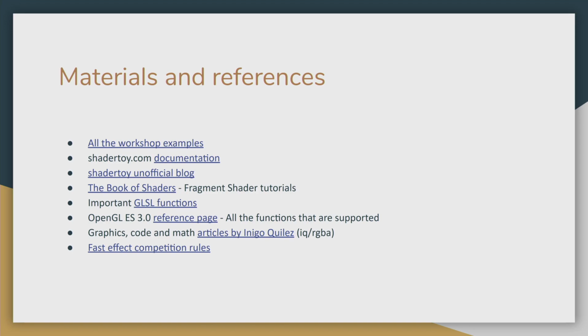Then, of course, since we are talking about coding, I highly recommend you check the OpenGL ES 3.0 reference page, because there you will have all the methods and functions needed to code shaders, and with some basic examples as well.